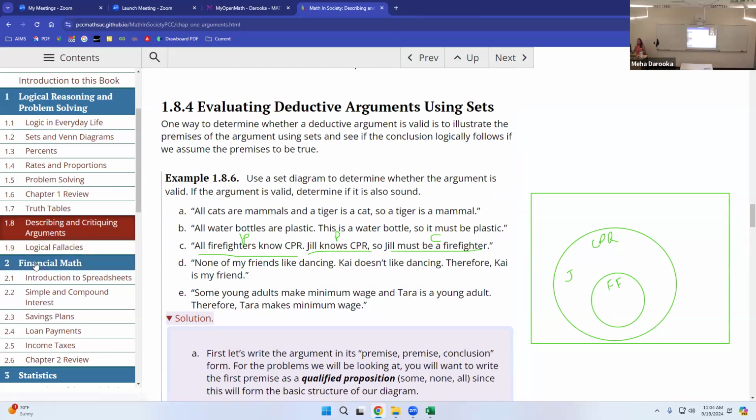All right, part D is talking about none of my friends like dancing. Kai doesn't like dancing, therefore Kai is my friend. What? None of my friends like dancing. Kai doesn't like dancing. Therefore Kai is my friend. How would we set that up in the Venn diagrams?